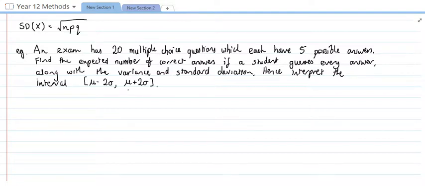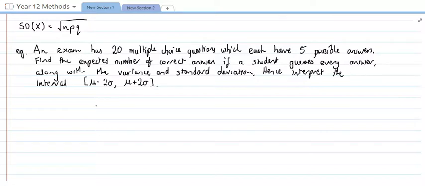So an exam has 20 multiple choice questions which can each have 5 possible answers. Find the expected number of correct answers if a student guesses every answer, along with the variance and standard deviation. Hence, interpret the interval mu minus 2 sigma and mu plus 2 sigma.